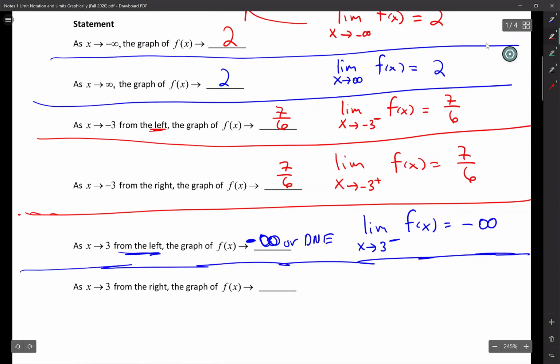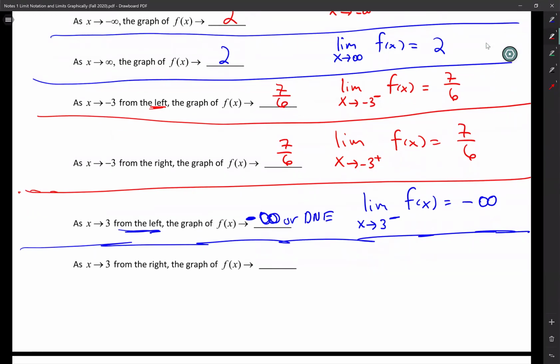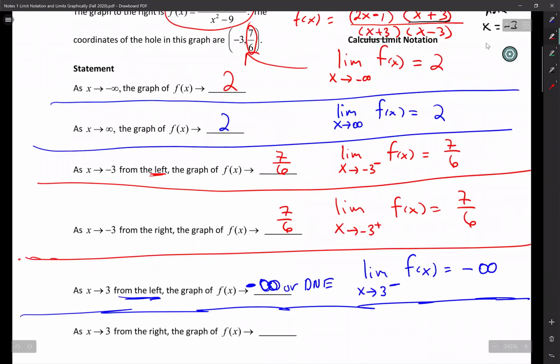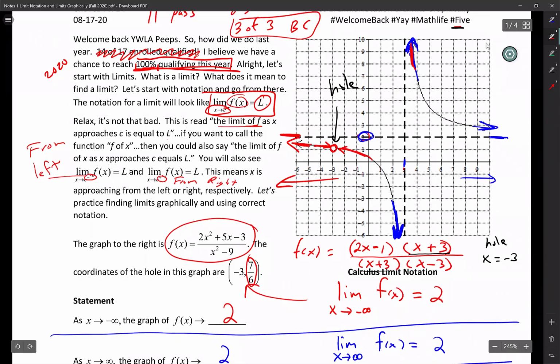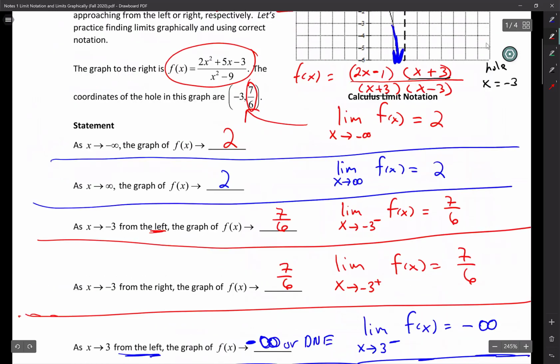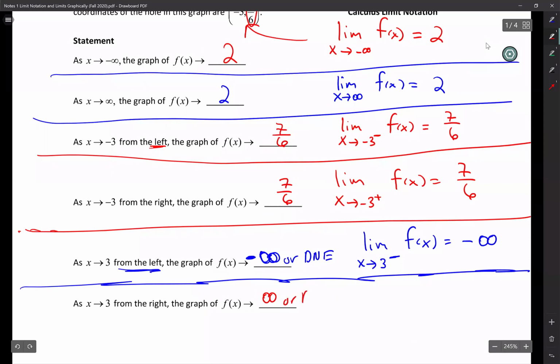All right. As x approaches 3 from the right, the graph of f of x, that one, here's the number 3. If I approach the x value 3 from the right, the y value is infinite. So you can say infinite or does not exist. Limit as x approaches 3 from the right.